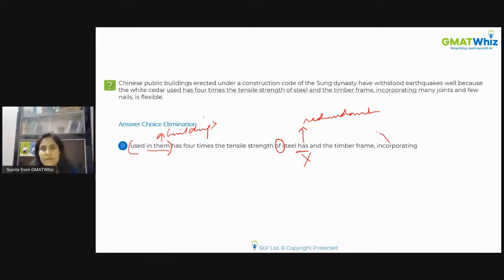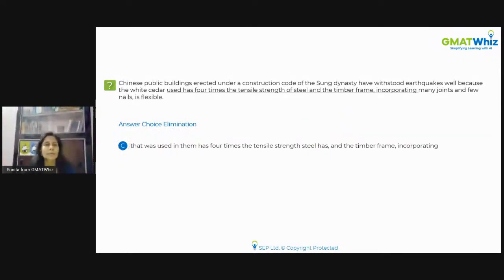Incorporating here is still modifying timber frames. That's okay. But one, I'm wondering why this "them" is given here. There was really no need. The other major error is that we are repeating the verb has. It is redundant because we're already saying strength of steel. So we are saying the strength that the steel has because of this usage of "of." So B is incorrect. Let's move to C.